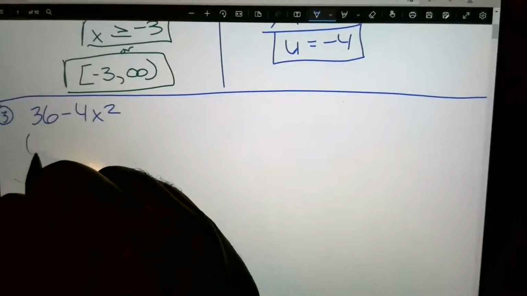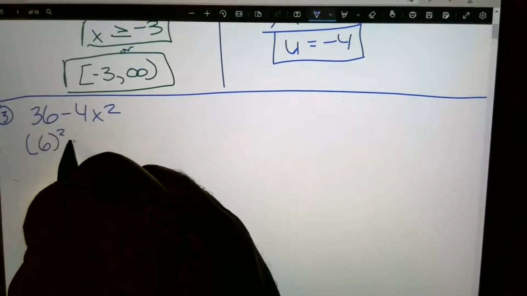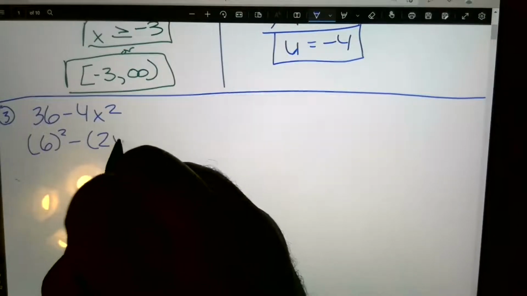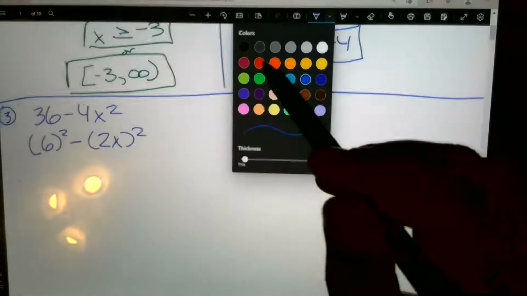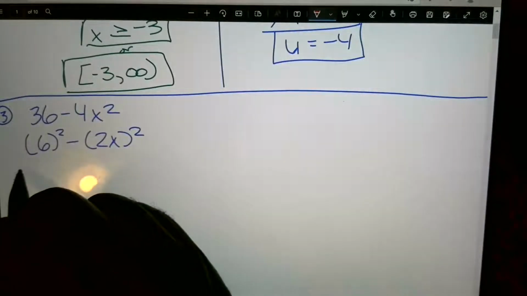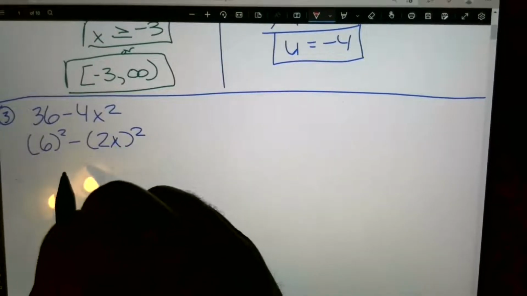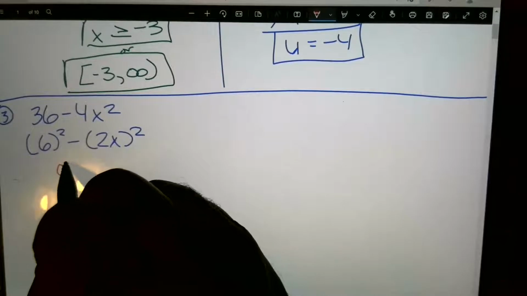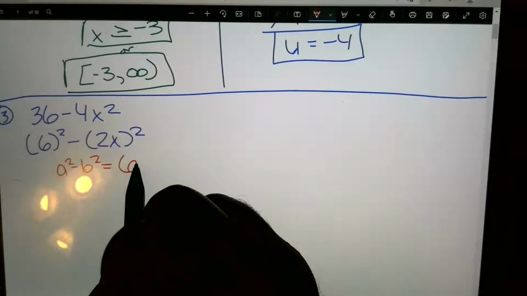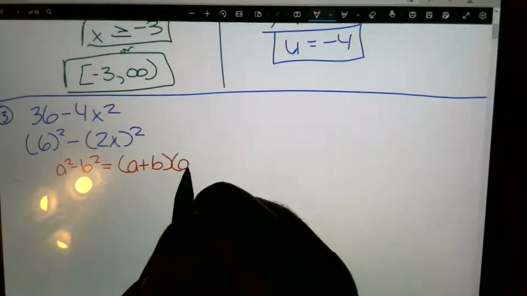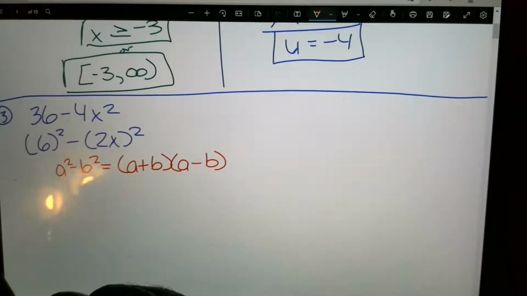36 is 6 squared, and 4x squared is 2x squared. So this is a difference of squares. In the difference of squares, there's a formula that we have for that. Red is what I write my formulas in, or properties. a squared minus b squared factors into a plus b, a minus b.